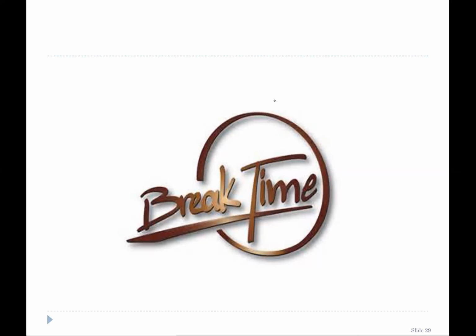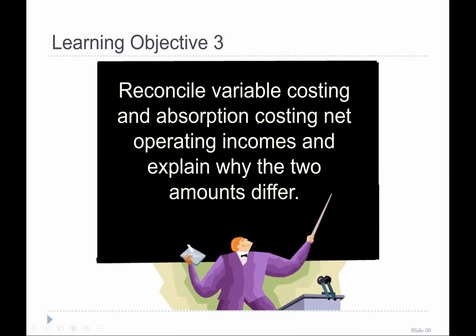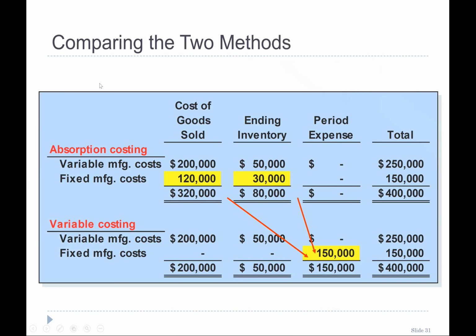Hello class and welcome back after a short break. Here we go. The next learning objective is to reconcile variable costing and absorption costing net operating incomes and explain why the two amounts differ. We already discussed that the difference is between fixed manufacturing overhead. We already talked about that, but we have a separate learning objective, so we'll just go through that.